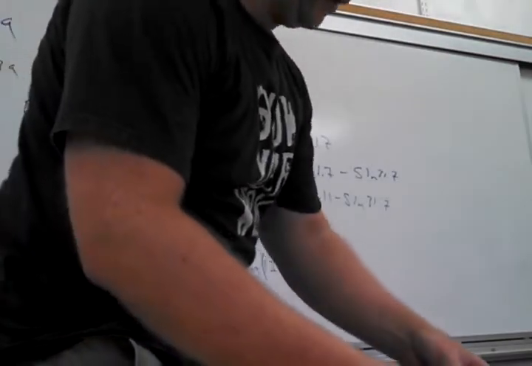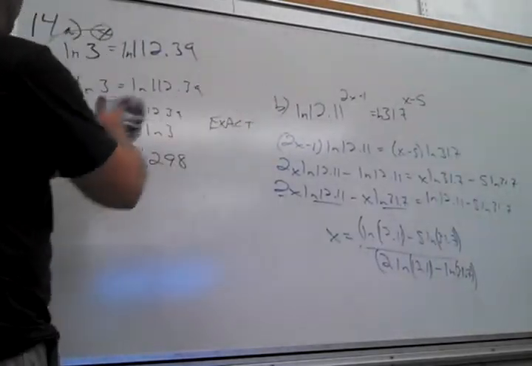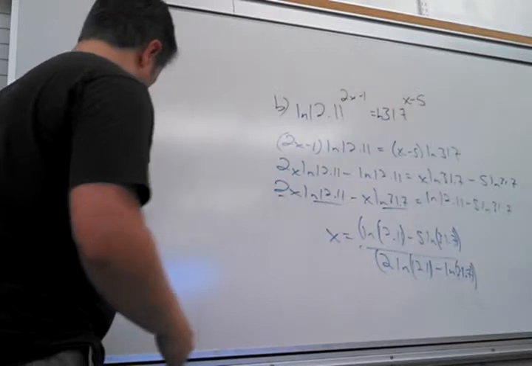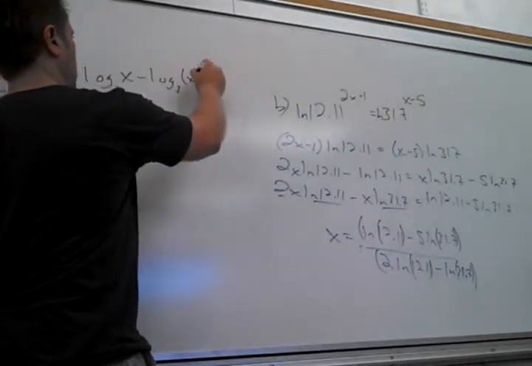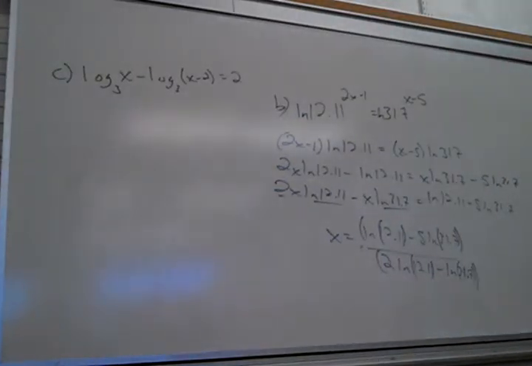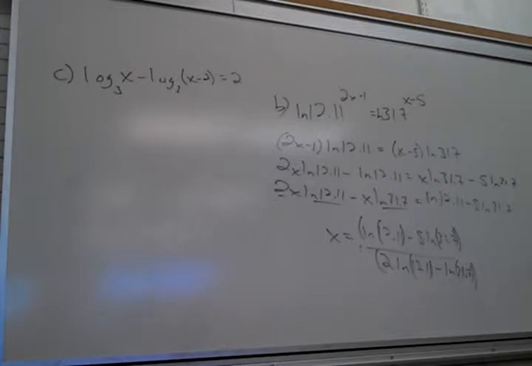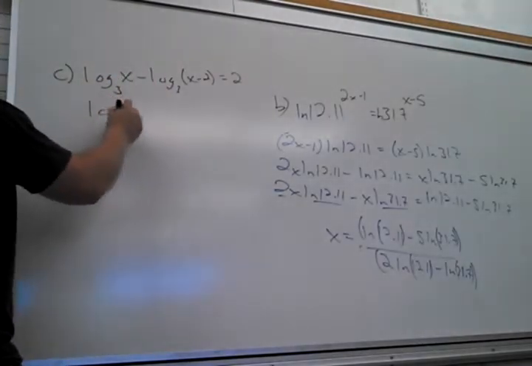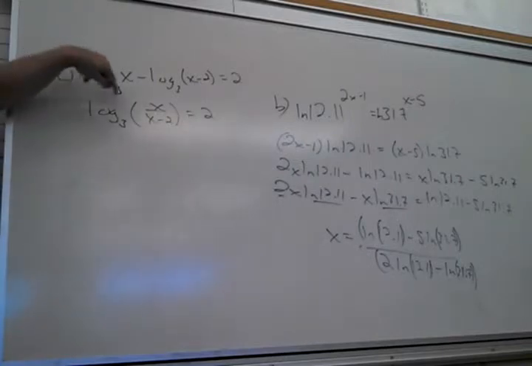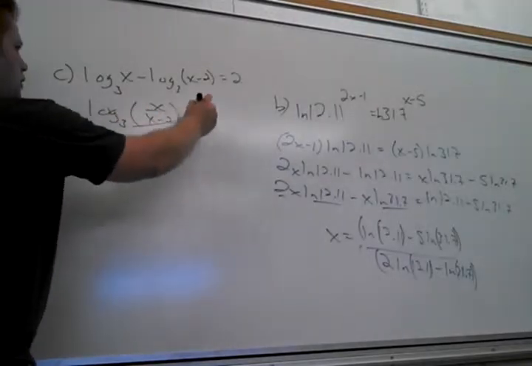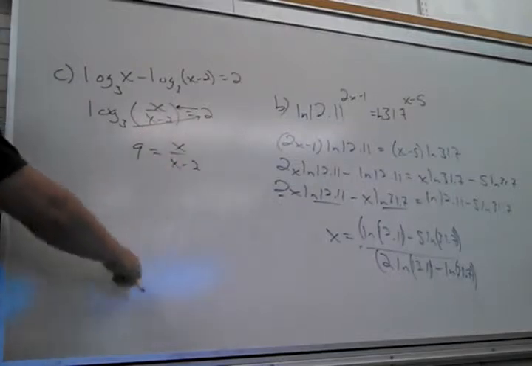Okay, cool. And finally, part C. Part C compared to this is actually probably going to be nice. So how do you do this? Good. You can rewrite this difference of logs as the log of x over x minus 2. Combine those, because now you have log something equals 2, and you know how to rewrite that. 3 squared equals that, so 9 equals that. And then that's relatively easy to do from there, right?